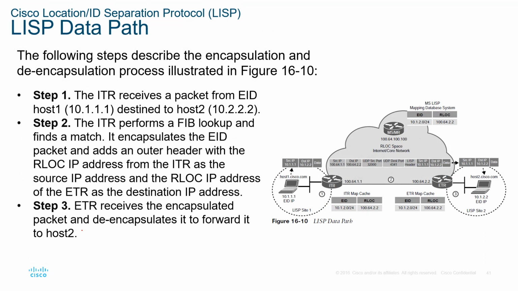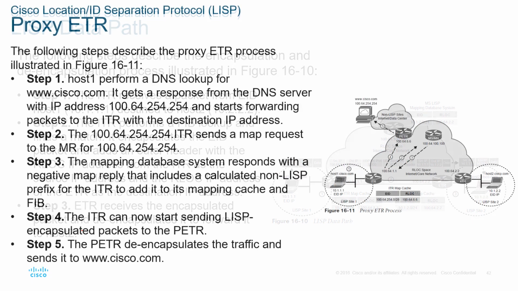So the following steps will describe the encapsulation and de-encapsulation process. So here we have our ITR will receive a packet from an EID destined to our remote network. The ITR will perform a FIB lookup. If it finds a match, it will encapsulate the EID packet and add the appropriate header. Then it will pass it along. The ETR will receive the encapsulated packet, and then it will de-encapsulate it and forward it appropriately.